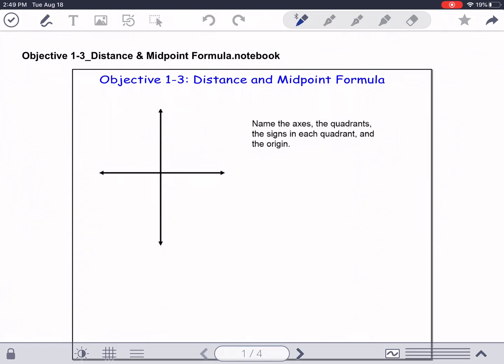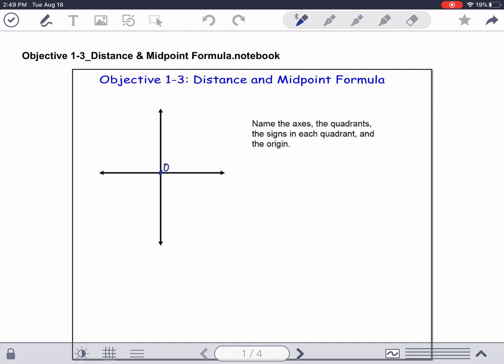Okay, so we're going to cover 1-3 distance and midpoint formula. Today we're just going to work with the distance formula, and we'll do midpoint formula tomorrow. To get us started, we're going to do a quick review of the axes, the quadrants, the signs of x and y in each quadrant, and then the origin. So I'm going to start off with the origin. It's right there in the middle.